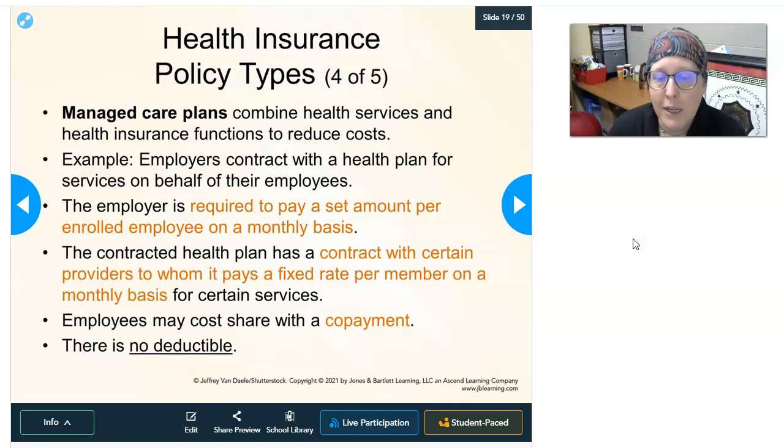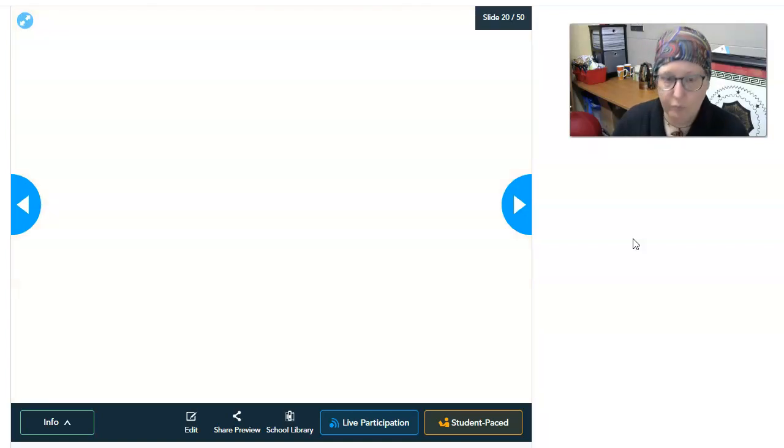And employees may cost share a co-payment, so maybe something like, okay, it's $10 for you to go see the doctor, but the clinic in the meantime is getting X amount of dollars per month for you, whether or not you use their services. And in managed care plans, there are no deductibles.